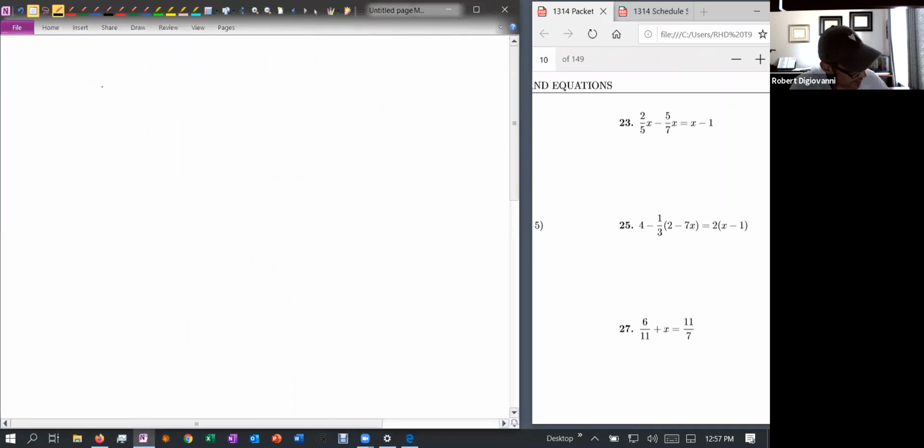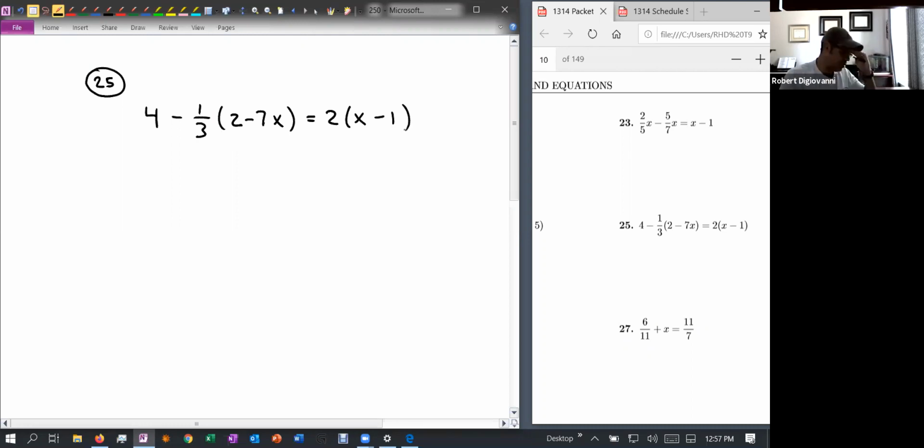Okay, so number 25. 4 minus a third, 2 minus 7x equals, we have an equation. Okay, there we go. Linear equation, single variable. Simplify both sides of the equation. But we have a fraction, don't we? Yeah. 1/3. So what do y'all want to do?